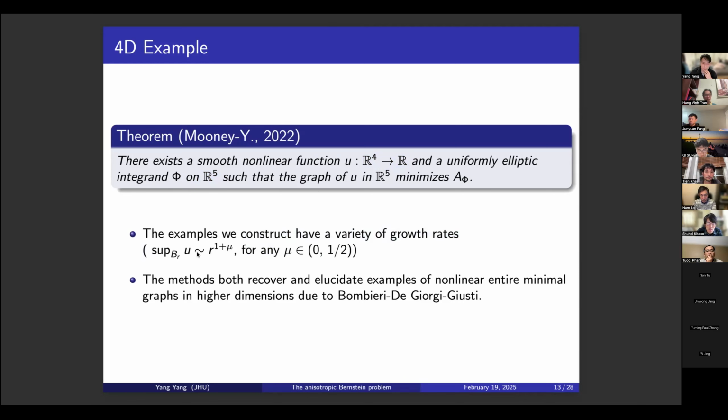So the global solutions we build have many growth rates. This does not have just one growth rate. It actually has the growth rate r to the 1 plus mu for any mu in between 0 and 1/2 in 4D. Also, our methods can be easily generalized to higher dimensions, and they can recover the example by Bombieri-De Giorgi-Giusti.